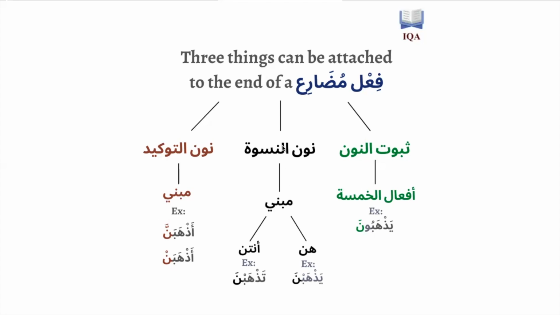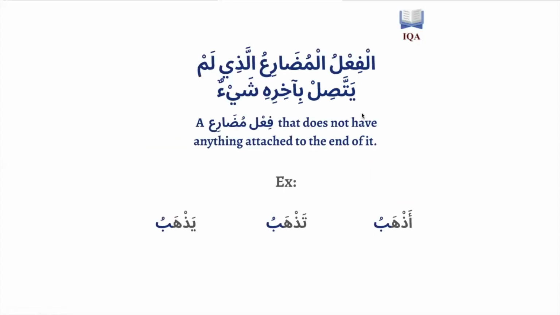The second scenario is if the fi'l mudari' is attached to nunu niswa. Nunu niswa is the noon of femininity. It's the noon that is the attached form of antunna or hunna. So when you attach hunna to a verb, it becomes a noon like this, and that noon is called nunu niswa. Yadhhabna here is mabni, stuck on a sukoon because of nunu niswa, which you can see here. Same thing with tadhhabna. It is attached to nunu niswa here, so it's making the verb mabni ala sukoon. So in both these cases, if the fi'l mudari' is attached to either nunu niswa or nunu tawkid, it becomes mabni. So everything we just explained here does not apply to it.